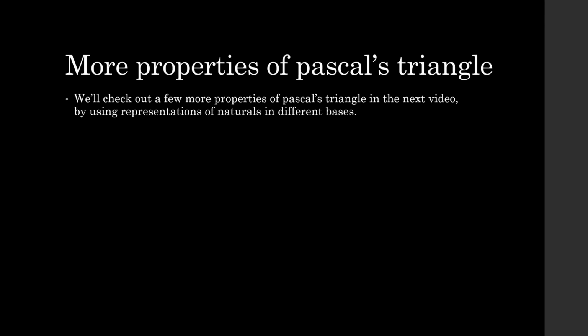And so in the next video, we'll be looking at some more properties of Pascal's triangle using, first of all, the explicit formula for the binomial coefficient, because the binomial coefficient is the generator for Pascal's triangle, and using representations of naturals in different bases, which is a nice tool to have for numbers in general. And then once we're done with that, we'll finally move on to congruence arithmetic, and that will be in 2 videos. So that's going to be fun.